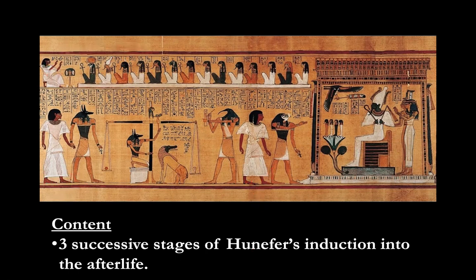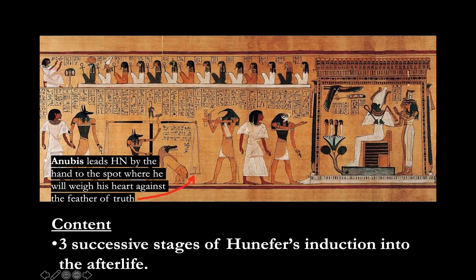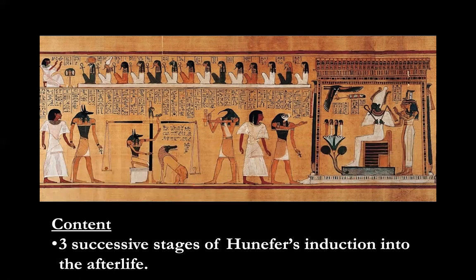All right, so we're gonna write what is happening along the way. So it starts on the bottom left, and Anubis leads Nefer by the hand to the spot where he will weigh his heart against the feather of truth. So his heart is in this little canopic jar and is on this scale being weighed with the feather of truth. And you want the feather to weigh more than your heart. That is showing that you didn't have a heavy heart, and that way he could pass.